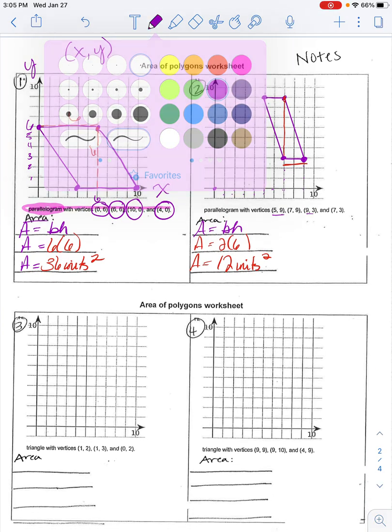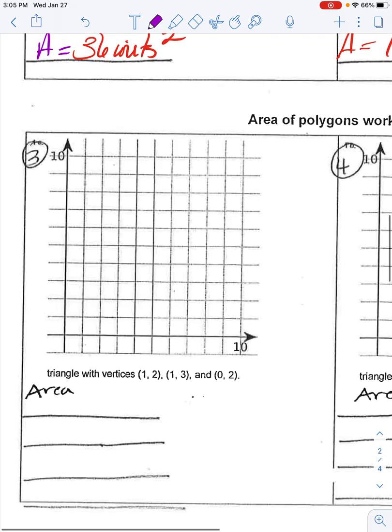Okay, let's do another one. This says triangle. We're plotting 1, 2, to the right 1, up 2. 1, 3, to the right 1, up 3. 0, 2. 0, stay on the origin. Don't go left, don't go right, but go up 2. And that's an itty bitty small triangle.